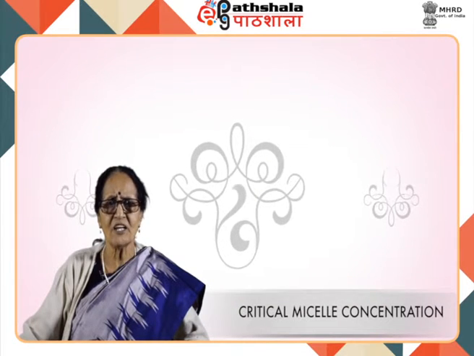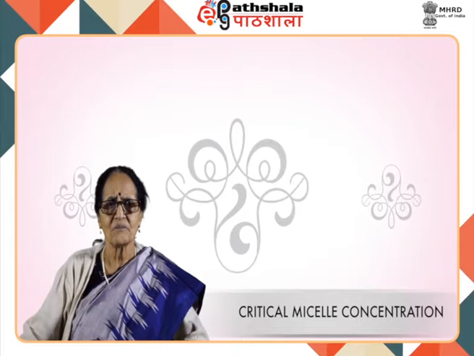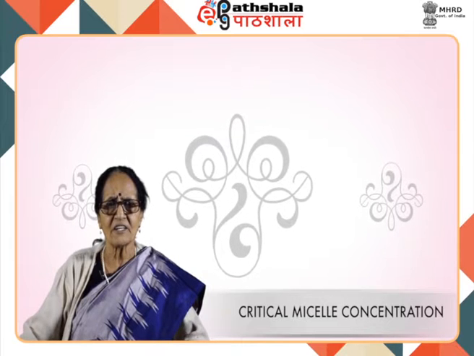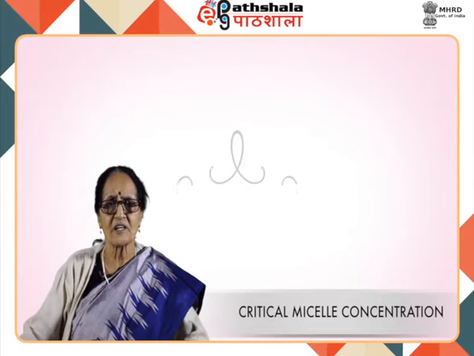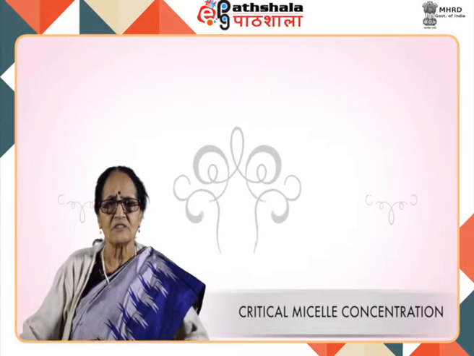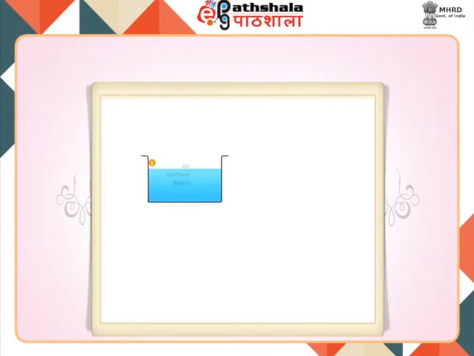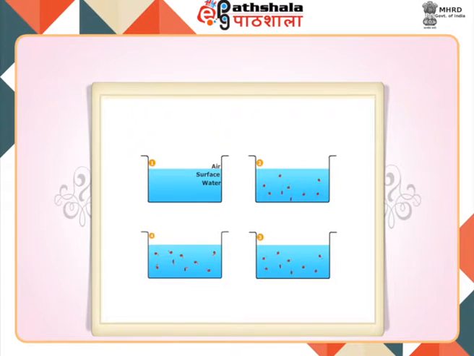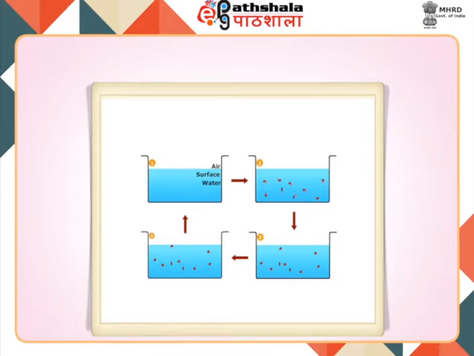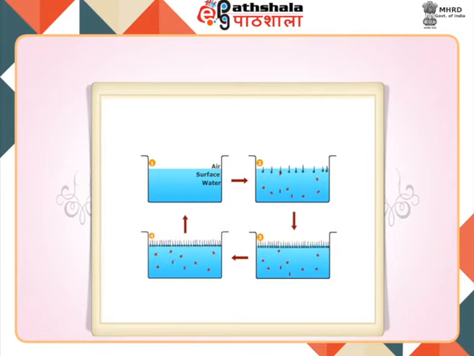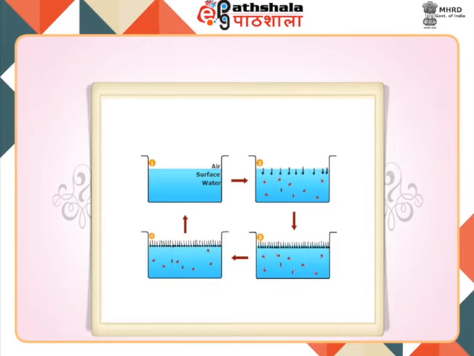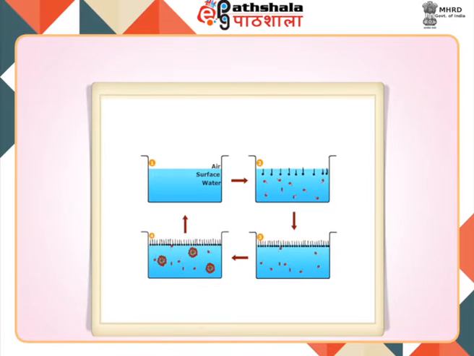To decrease free energy of the system, the surfactant is precipitated out, which can be seen in the figure. When we are going from frame 1 to 4 on increasing the concentration of surfactant in water, slowly, as you can see, a layer is formed on the surface and eventually micelles are formed at or above the CMC.